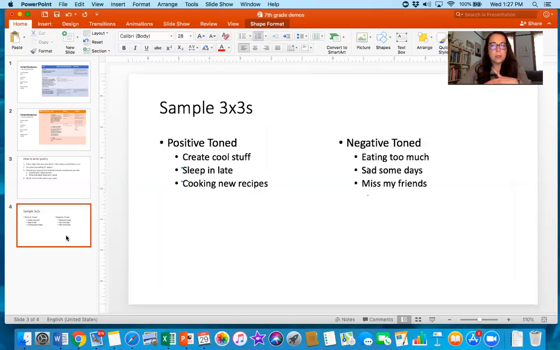So when I did my 3x3s, again, remember I'm writing about quarantine. A 3x3 is just 3 words. Create cool stuff. Obviously, I'm thinking of a YouTube video as one example. Sleep in late. I've been able to sleep much later than I would if I were going to school. I've been cooking new recipes, so that's another positive tone.